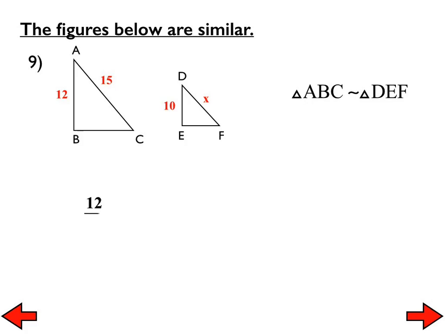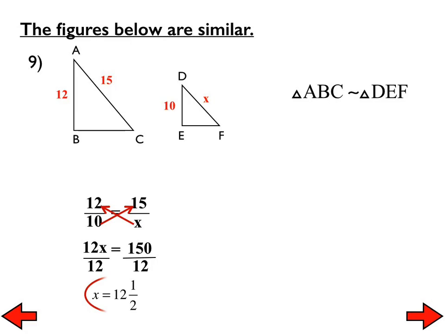There are 4 different ways of setting up the proportions, but I'm going to set it up as 12 over 10 equals 15 over x. Some of you have 12 over 15 equals 10 over x. That'll work. 15 over 12 equals x over 10. That will work. But regardless, we should certainly get something bigger than 10, and in fact we do. It's 12 and a half.